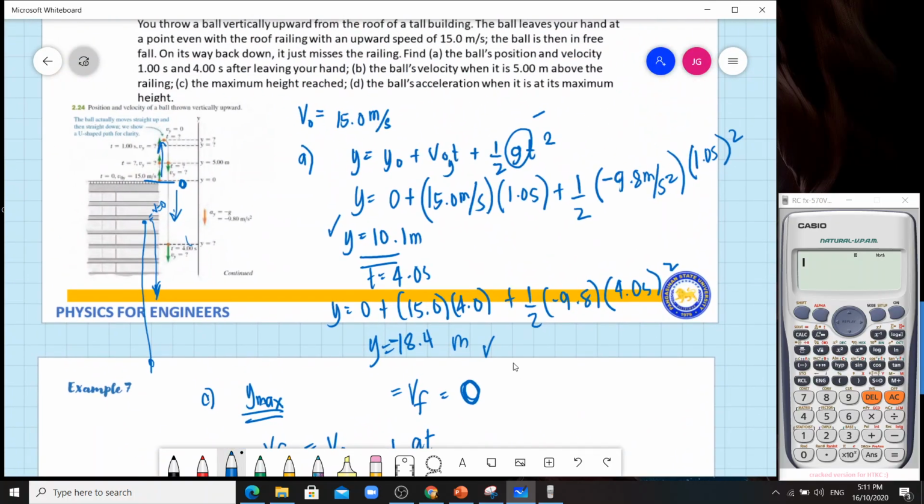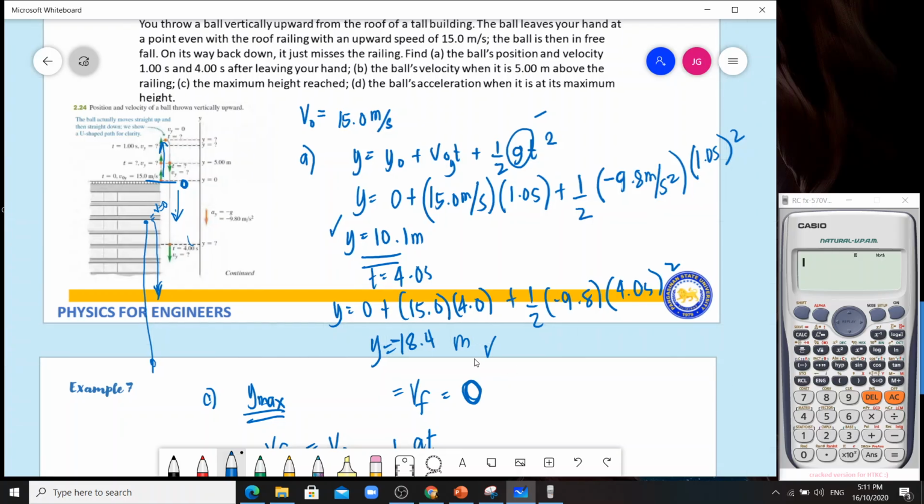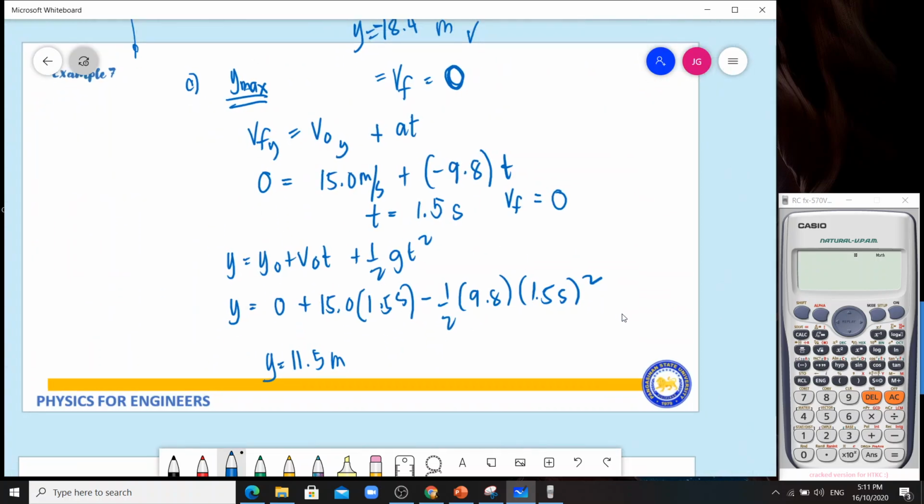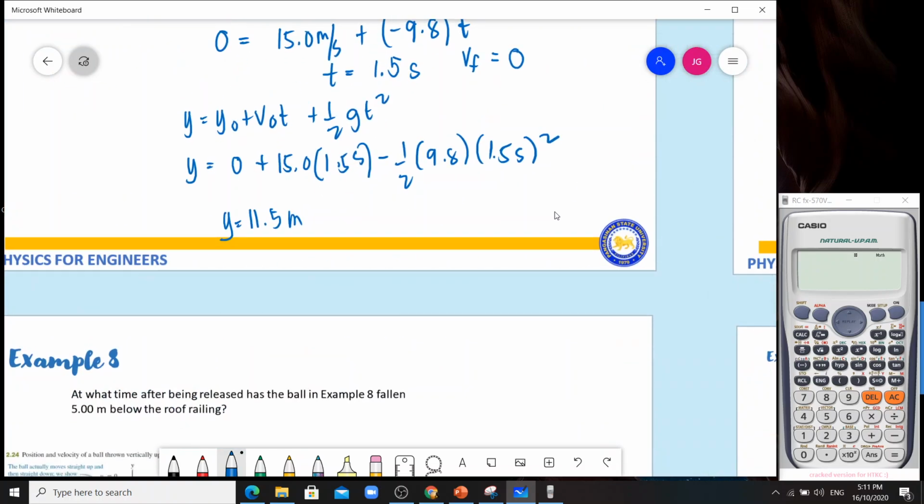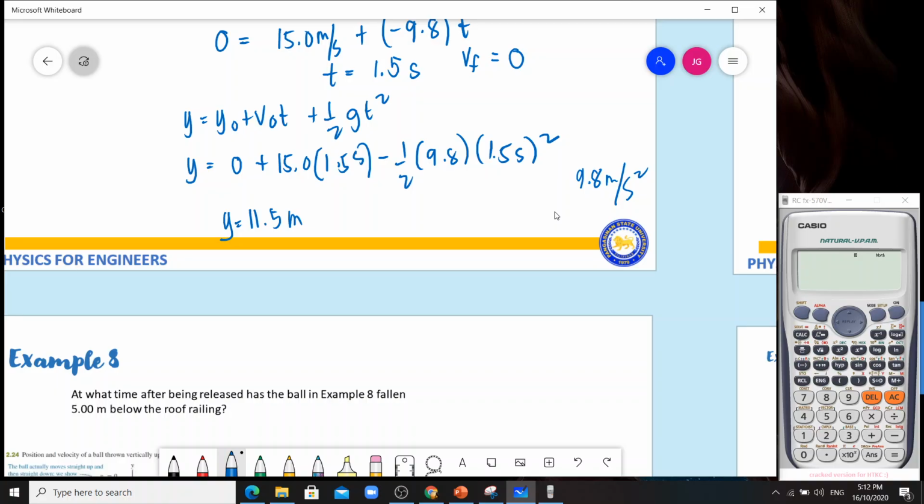Okay, now, tapos na yan. Letter D, the ball's acceleration when it is at its maximum height. Okay, ano daw yung acceleration niya when it is at its maximum height? Guys, pag free fall, lagi ang acceleration, at kapag nasa vertical position tayo, hindi na kailangan i-compute yan. That is, rekta po yan na 9.8 meters per second squared. Yan na yung acceleration.